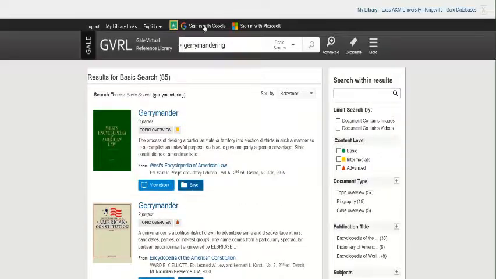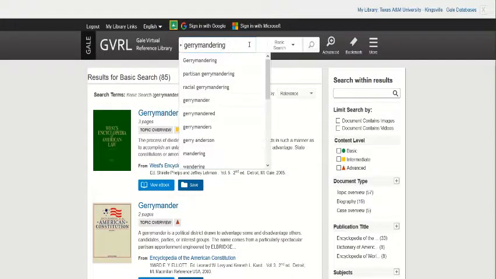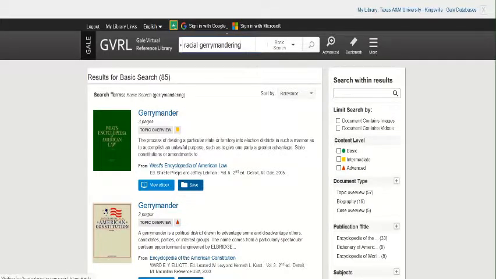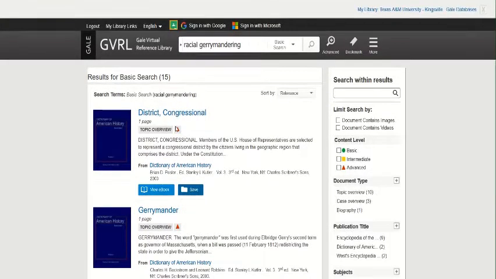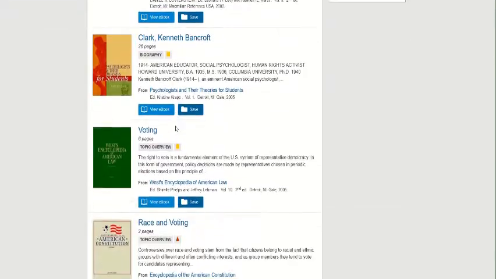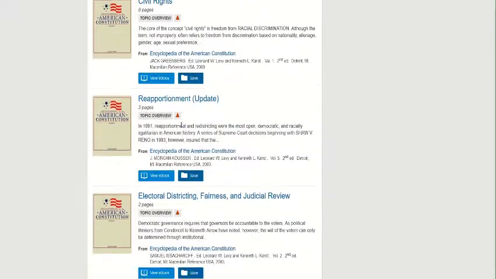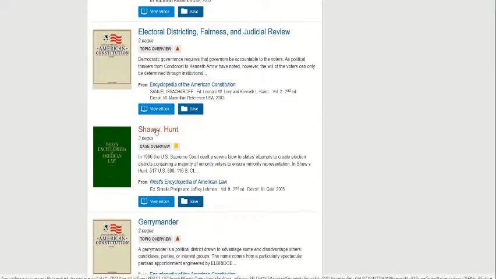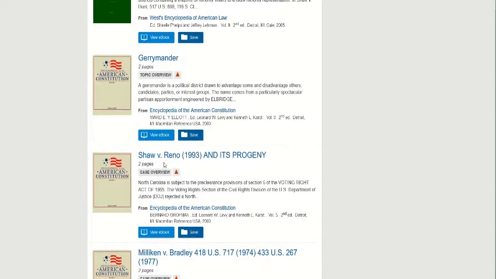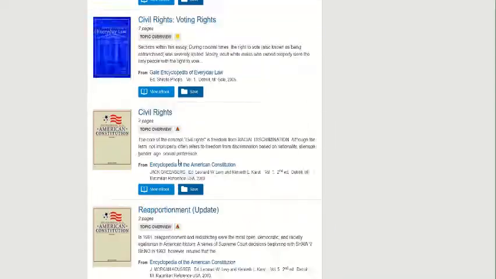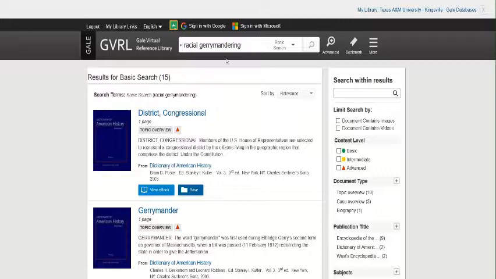A lot of it overlaps with our previous research. Let's see what other topics came up when we were typing in gerrymandering. Let's see, racial gerrymandering. So that specific topic is covered in these various entries: race and voting, civil rights, voting rights, reapportionment, Shaw versus Hunt, a specific court case that would be useful to study, right? So we can get more fine-tuned in our search here.